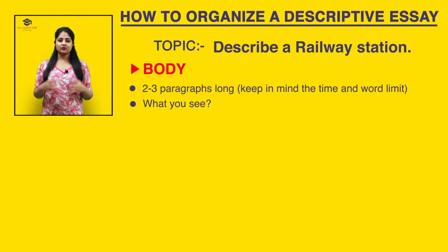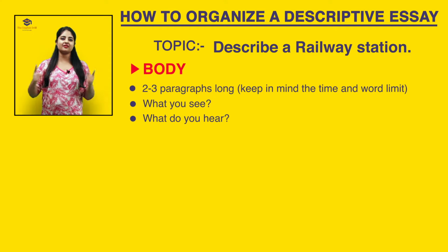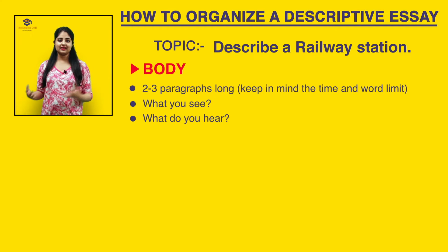Number 2, what do you hear? So basically in your body you have to list all of the different senses. Your sight, your sound, your smell, your feelings. This is what goes in the body of your descriptive composition. So what do you hear?